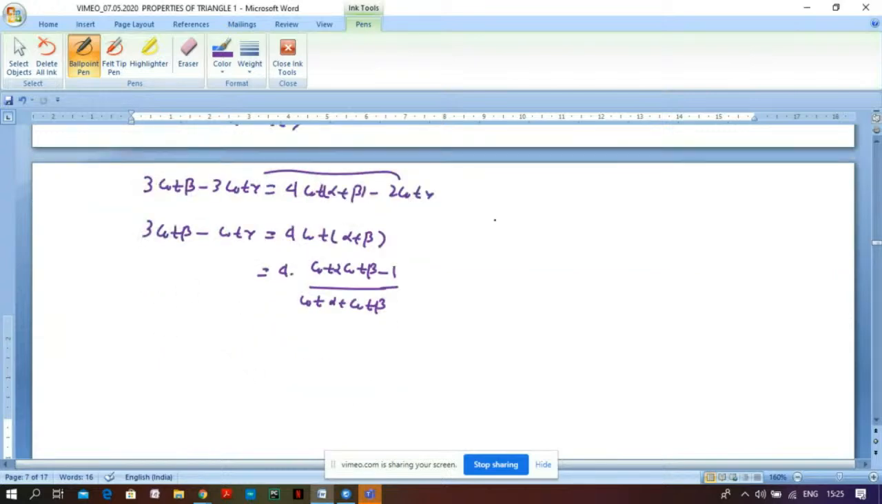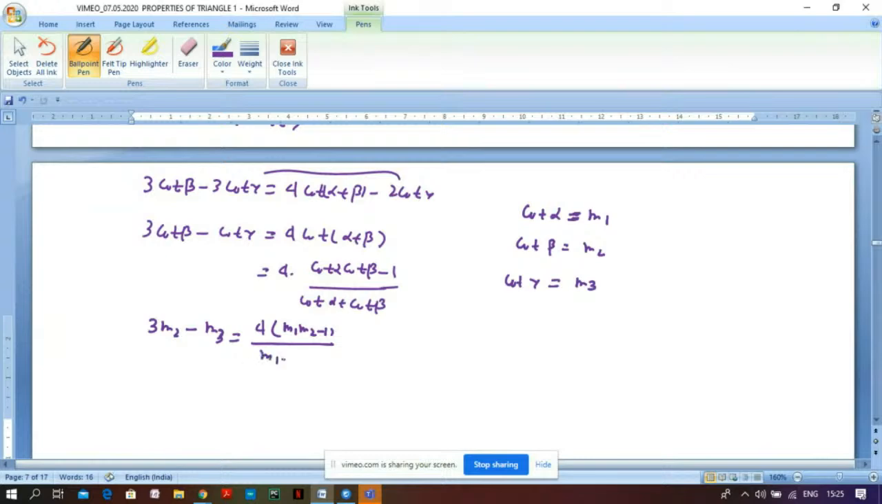So let me write cot alpha as M1. I've written tan alpha is this one, so cot alpha is 1 by T1. So cot alpha is M1, cot of beta is M2, and cot of gamma is M3, just for abbreviation. This is T3. So this is 3 times M2 minus M3 is 4 times M1 M2 minus 1 upon M1 plus M2.